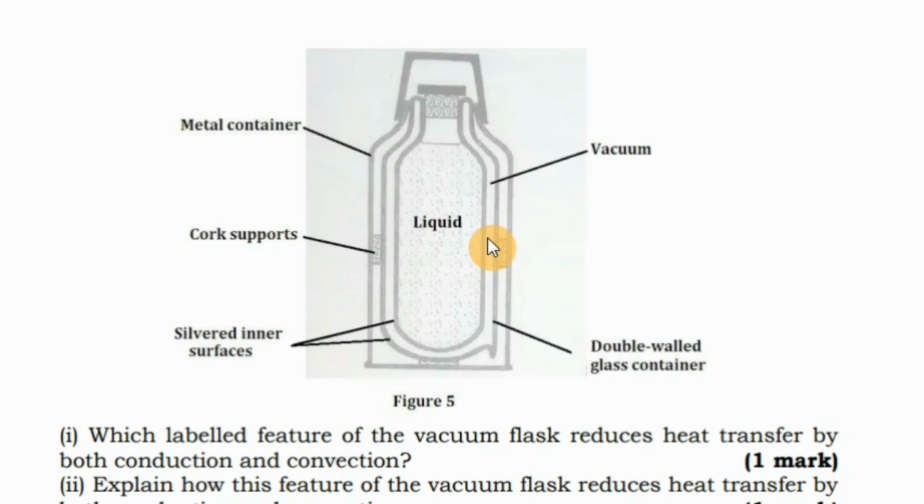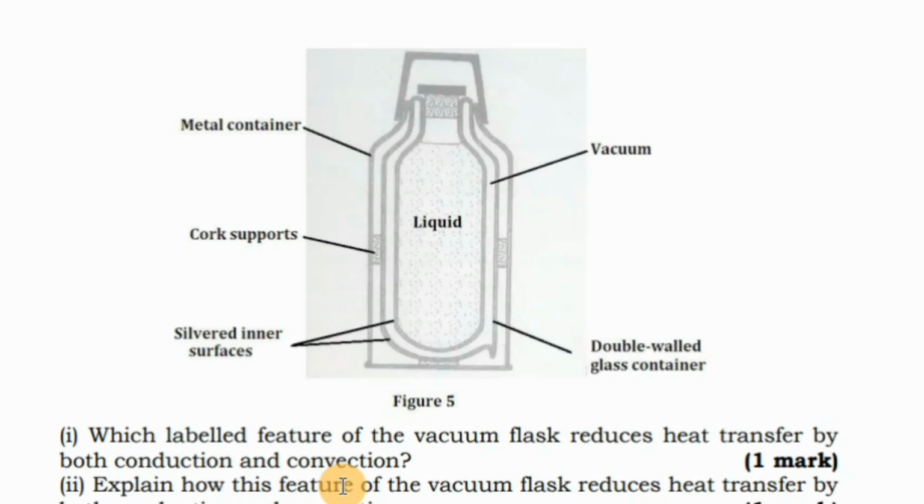Remember that conduction needs the vibration of molecules to be in action. But also for convection we need a fluid. It can be liquid or gas. So if we put vacuum between the two walls, it means that conduction can neither take place nor convection. Let us continue with B.